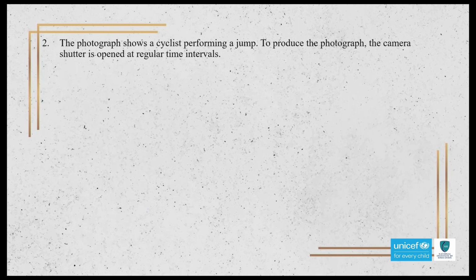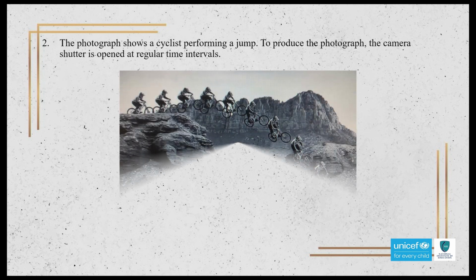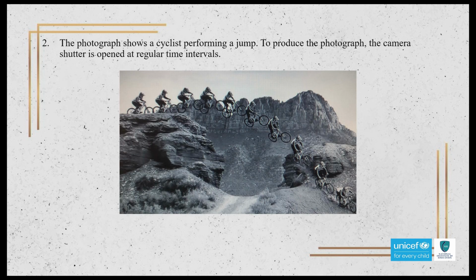Then we are going to do question number 2, students. Here the photograph shows a cyclist performing a jump. To produce the photograph, the camera shutter is open at regular time intervals. You can see the picture. This is the same as I explained, like the motion from the top of a cliff. You can see how it comes.